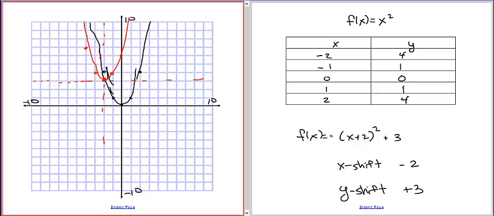So that's how you do it. And that's what I'm expecting you to do. I don't want you to just find the new vertex and just kind of haphazardly fill in the points.